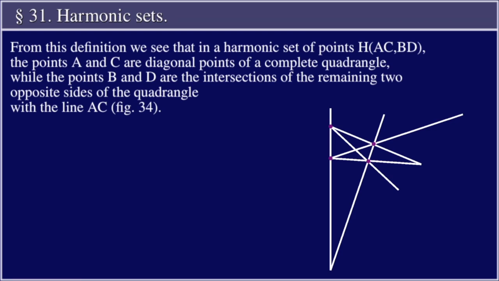From this definition, we see that in a harmonic set of points, H(AC, BD), the points A and C are diagonal points of a complete quadrangle, while the points B and D are the intersections of the remaining two opposite sides of the quadrangle with the line AC, figure 34.